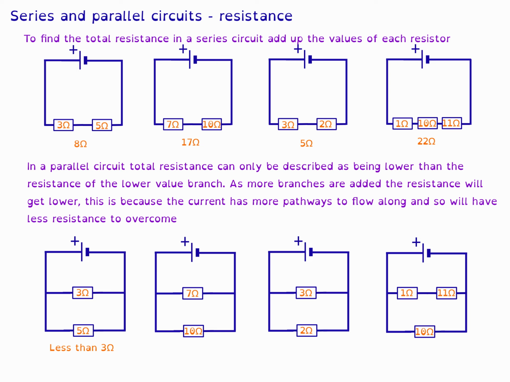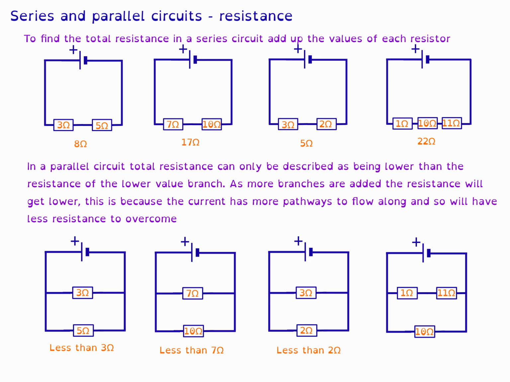In this next example, we have a 7 ohm resistor in parallel with a 10 ohm resistor. So the total resistance for this circuit will be less than 7 ohms. A 3 ohm resistor in parallel with a 2 ohm resistor. So our total resistance is less than 2 ohms.